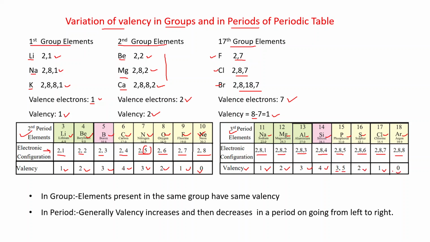I think you can find the valency of these elements if you know the electronic configuration. That's why we can conclude that in a group, elements present in the same group have the same valency. And in a period, generally valency increases and then decreases on going from left to right. You can see it increases up to 4, then it decreases.